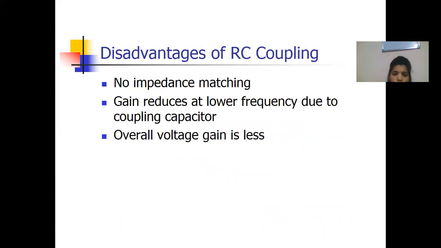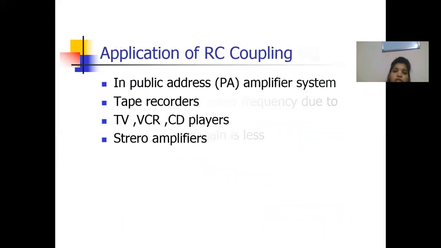This is the disadvantage: overall voltage gain is less. Next, the application. It is used in public address systems, tape recorders, TV, VCR, CD players, and stereo amplifiers. RC coupling amplifiers are used everywhere, because it's easy.